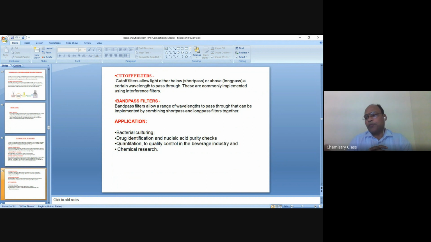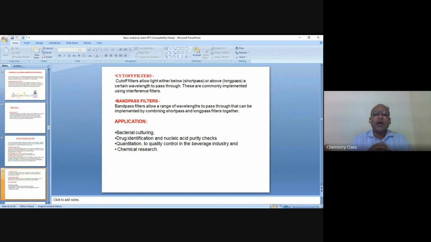Next on the slide are cutoff filters. This is another wavelength selector method. Cutoff filters allow light either below or above a certain wavelength to pass through. These are commonly implemented using interference filters. Then band pass filters: they allow a range of wavelengths to pass through and can be implemented by combining short pass and long pass filters. These are the methods that can be used as wavelength selectors. So these are the important things.